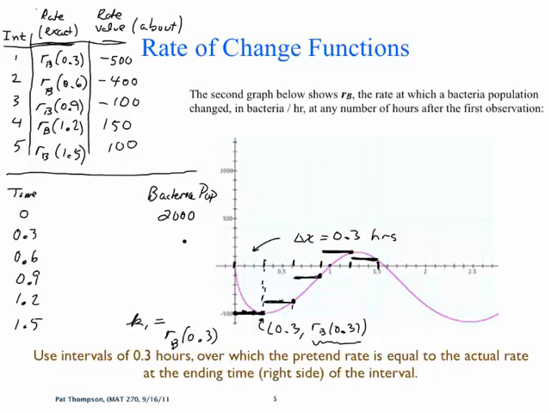Based on our pretend function, our step function, can you figure out what the new bacteria population is at 0.3 hours? See if you can do it. Can you apply what we've learned? If it starts at 2,000, then based on this rate of change function right there, what will the new population be at 0.3 hours? See if you can do it.